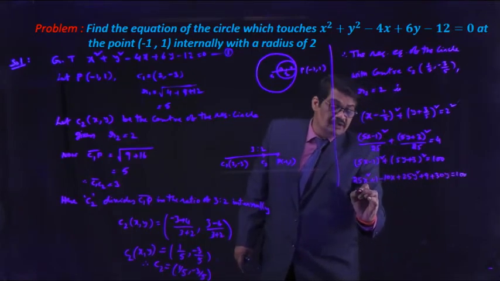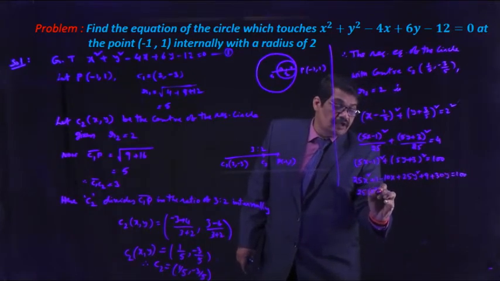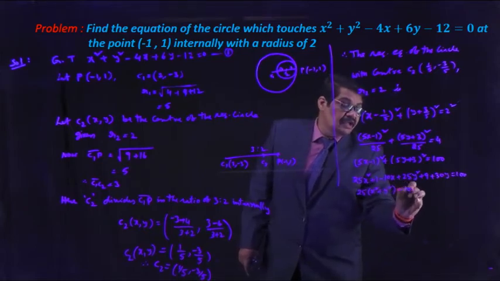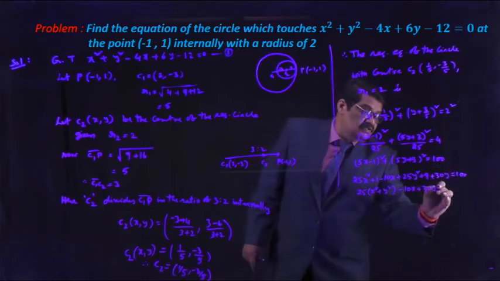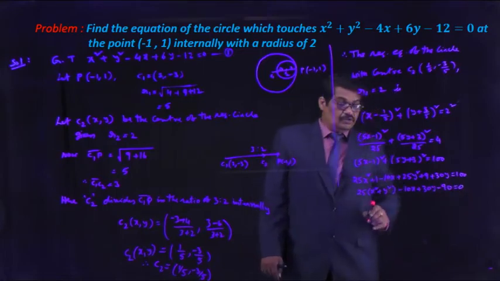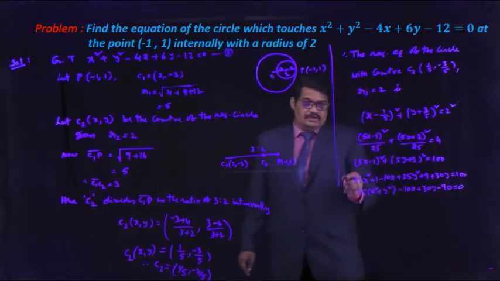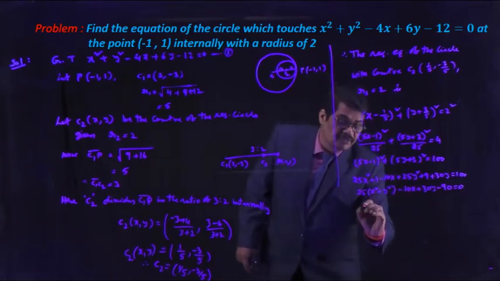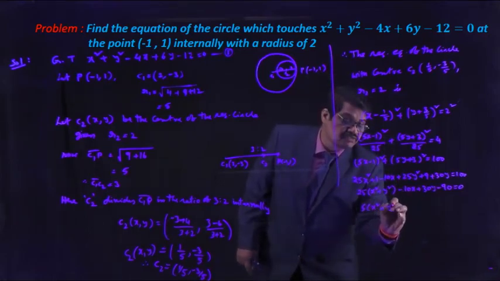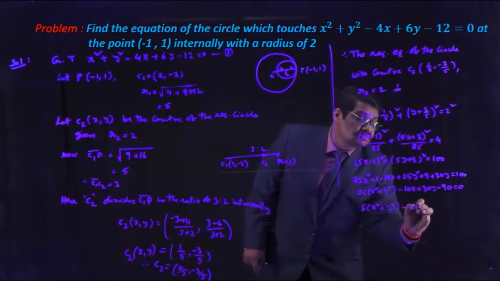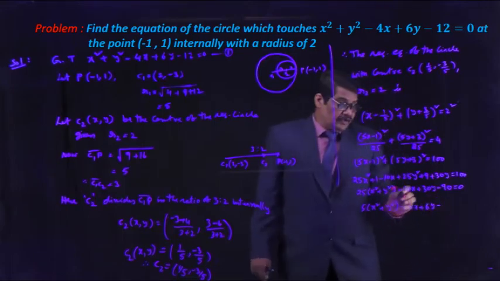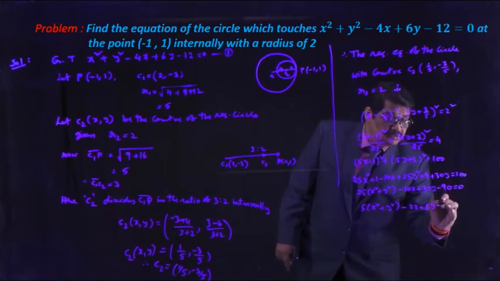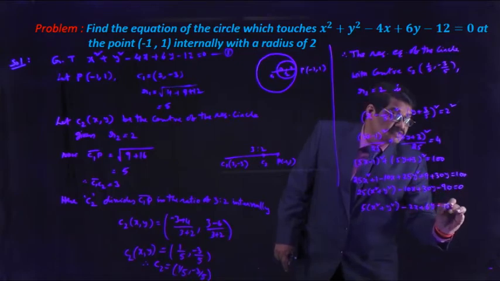Now this is the equation. 25 into x square plus y square minus 10x plus 30y. Here 9 plus 1, 10. 10 minus 100, that is 90. Minus 90 is equal to 0. Okay, now we are dividing both sides with 5. That is 5 into x square plus y square, 5 2s are 10, here 5 6s are 30, 5 18s are 90.